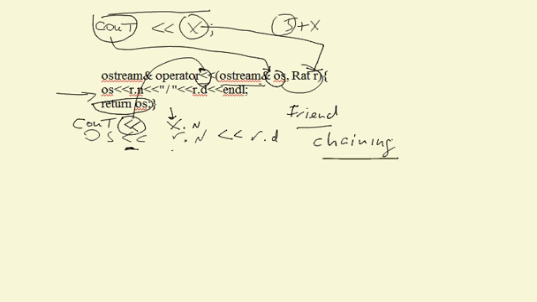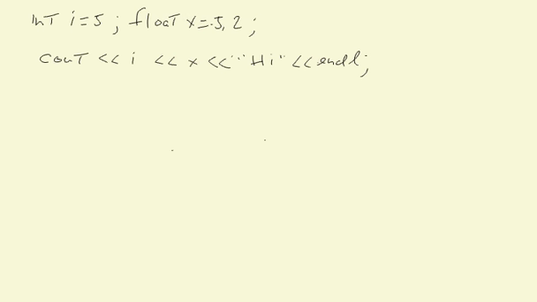Chaining allows me to put many, many things in the output statement, one after the other, instead of having to call separate output statements. So let's see an example using the regular built-in types, and then it's the same thing when we use class objects of a particular class type. So let's say I declare an integer I, and I initialize it to 5, and a float x to 5.2.